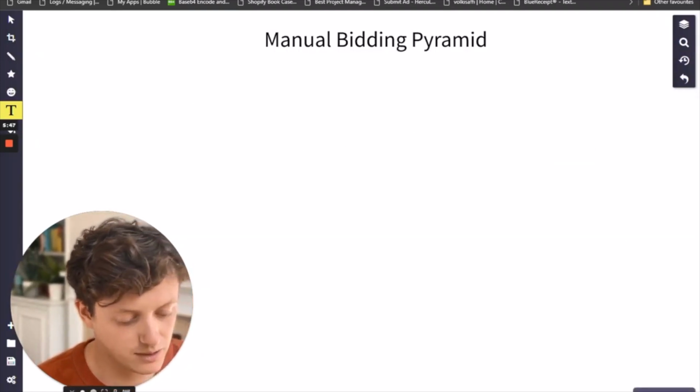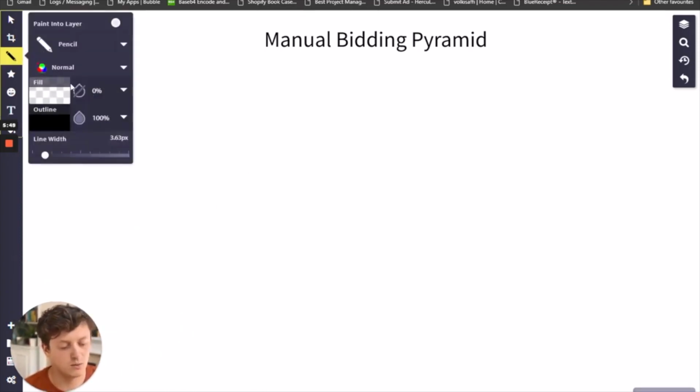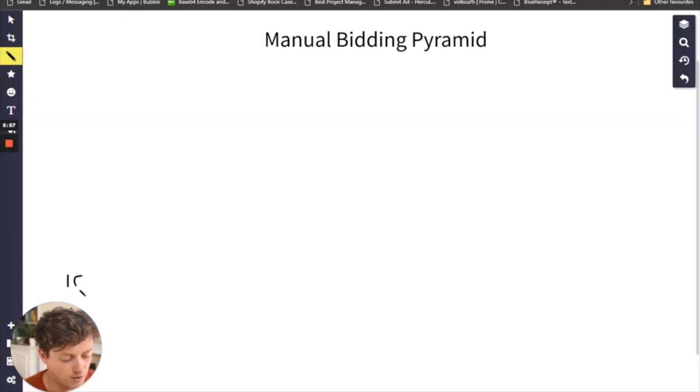So the manual bidding pyramid is essentially, there are 2 ways of doing manual bidding. The first way is the upwards trend of the pyramid. So we'll start off, let's say, with a $10 bid.